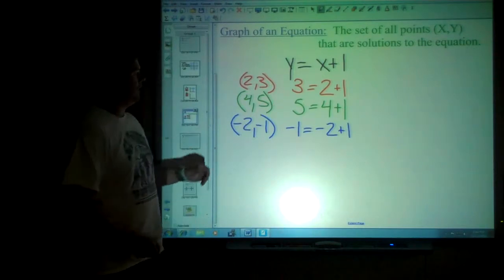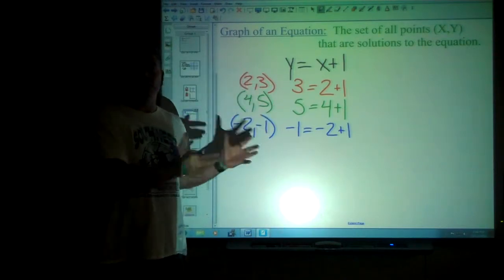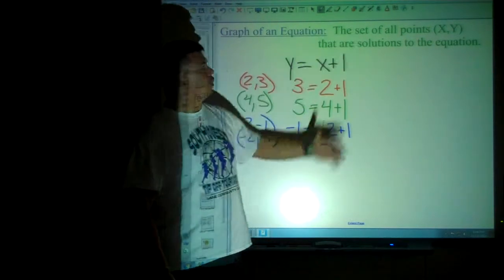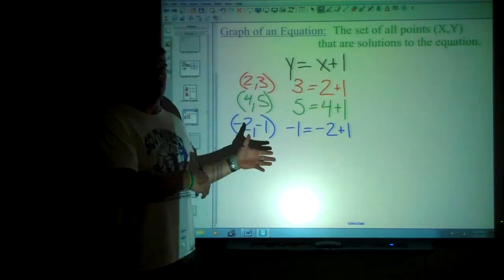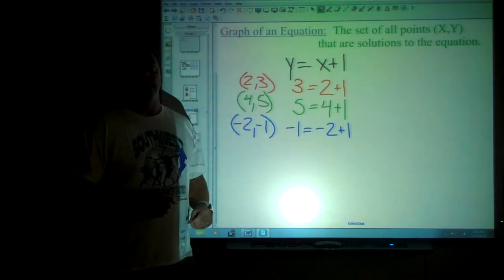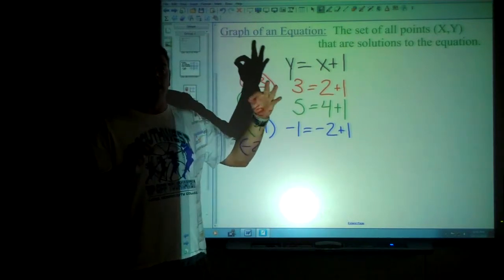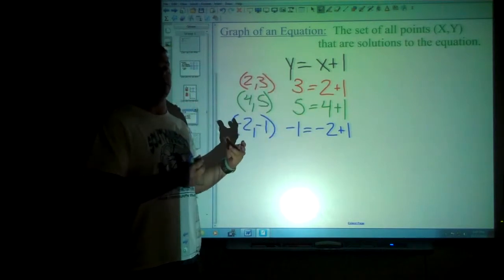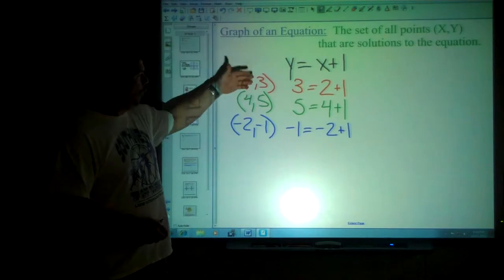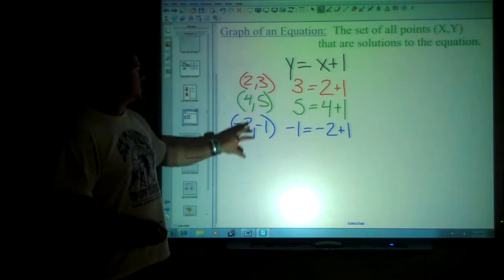That's a solution. In fact, there's so many solutions, I can't possibly put them all up here. So the set is another way of saying a group of all the points that are solutions. We can't possibly write them all down, which is why a graph comes in handy. Because the graph will be a visual representation of all the possibilities without us having to actually come up with all the possibilities. So just remember, there's a whole bunch that could be, we just need some of them.